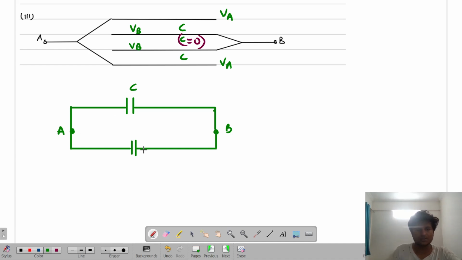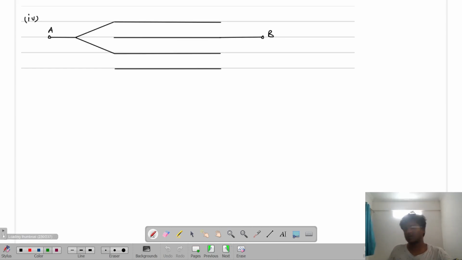So then this is C, this is also how much? C. Right or not? So net C equivalent is how much? Twice C. Twice epsilon naught A by d. Got it? Is that clear? Do the next one. Last.